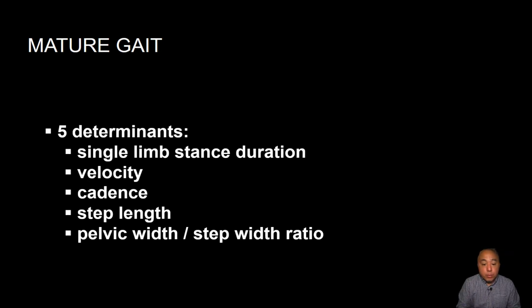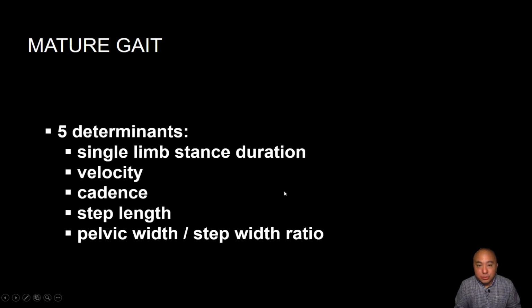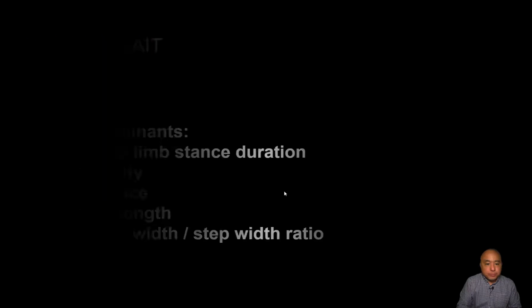Their pelvic width to step width ratio changes. So as the step width or stance width becomes narrower, what do you think the ratio becomes here if this is pelvic width to step width? Correct. It increases, right? Because the step width decreases, so the overall ratio increases. Yeah, so these are the 5 determinants by which we can assess and define mature gait.